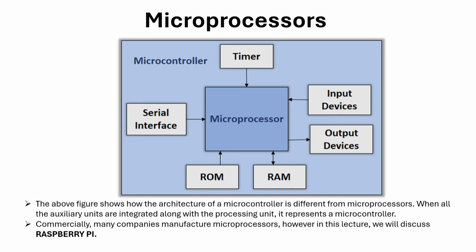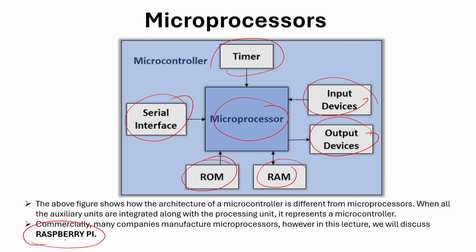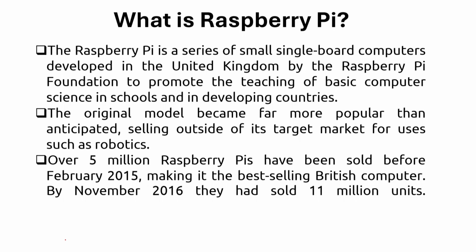So, this is the typical configuration of a system where you can have a microprocessor connected with a timer, an input device, an output device, RAM, ROM, read-only memory, and the serial interface. Commercially many companies actually do this. However, in this case we will discuss Raspberry Pi, which we use most of the time.